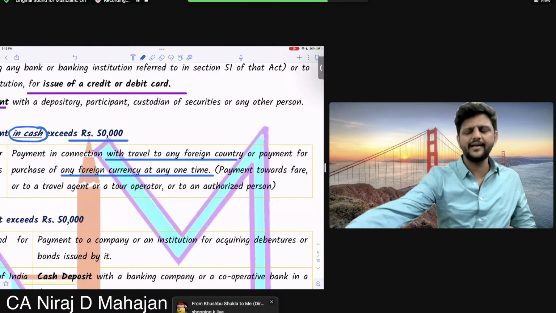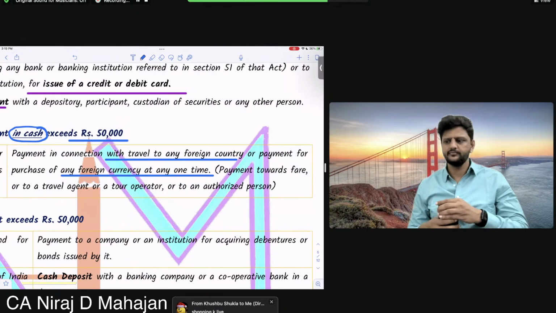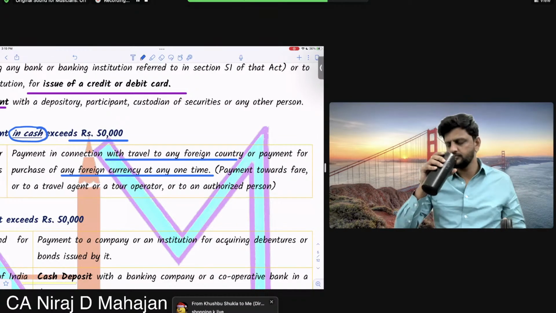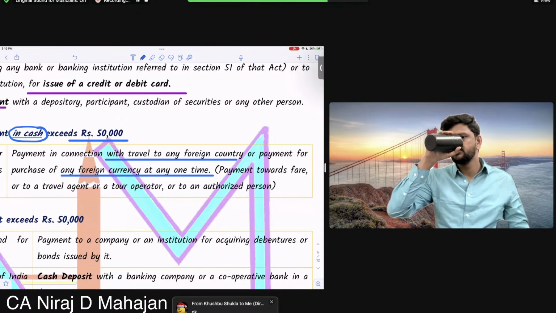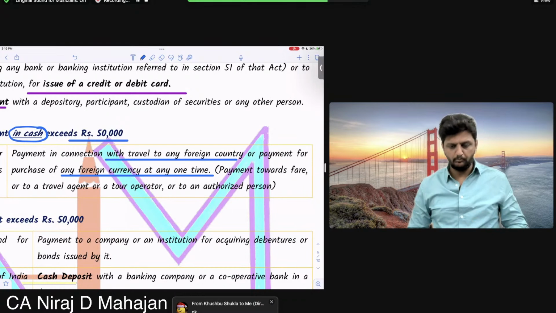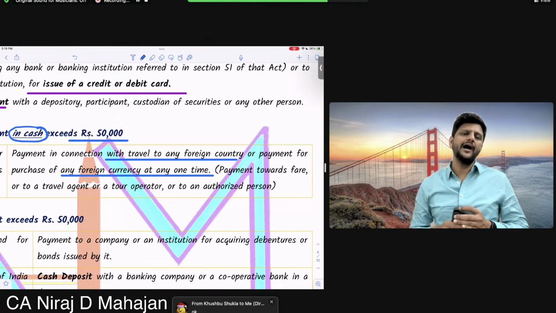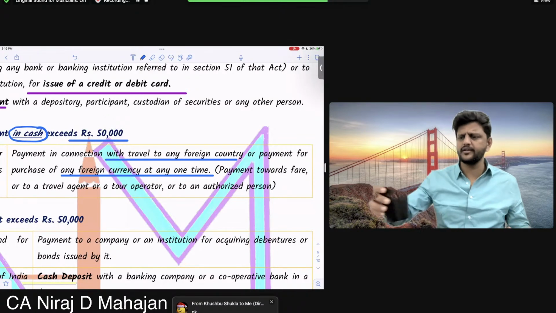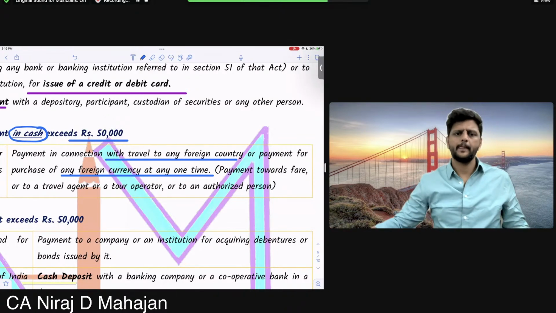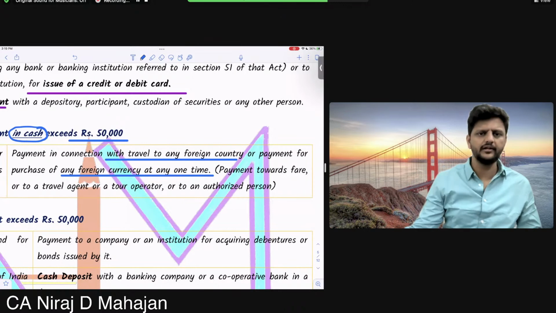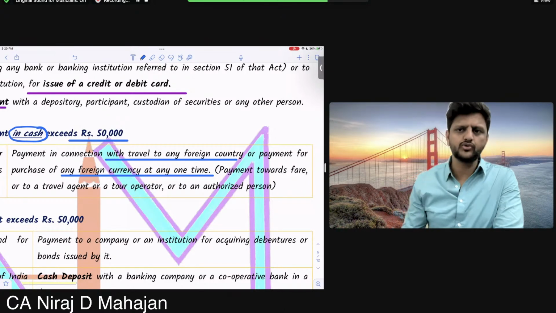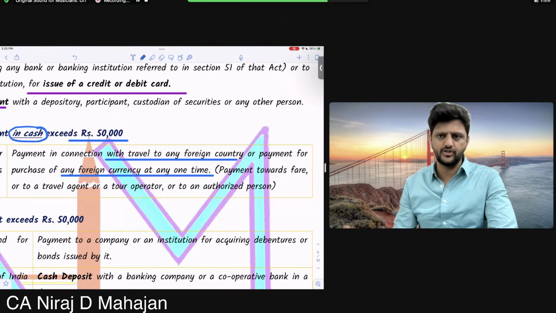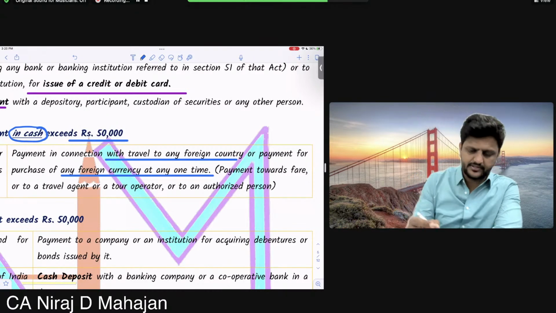Shopping, you can use the card, etc. That I don't know how it works. But basically you buy currency from a forex dealer. Forex dealer, you understand, na? Foreign exchange, foreign currency dealer. You have to submit your PAN, because obviously you are giving him INR in cash.